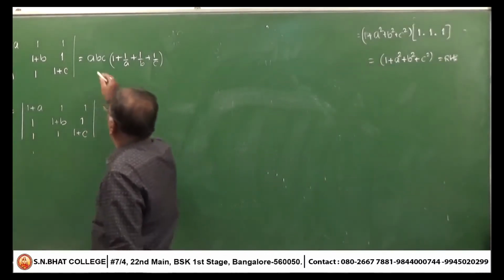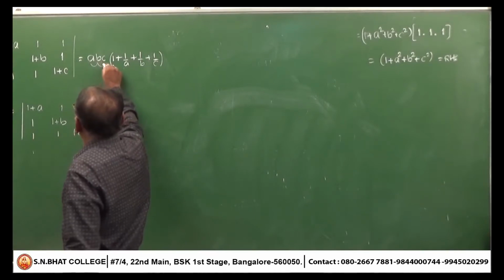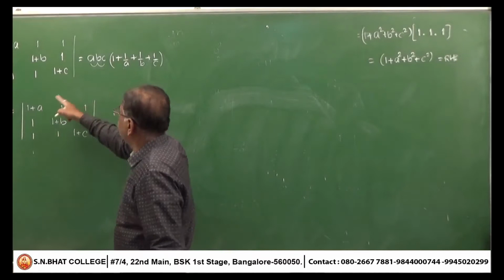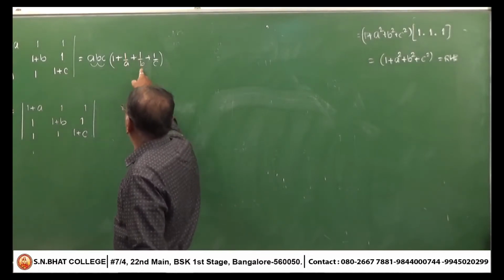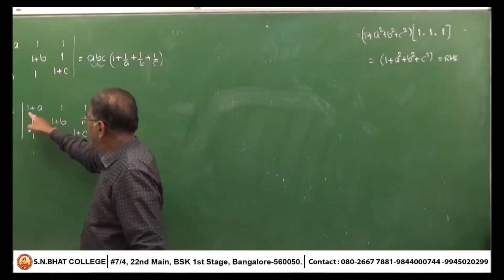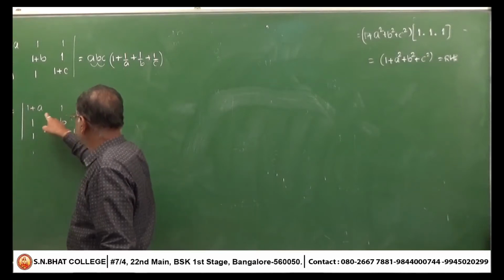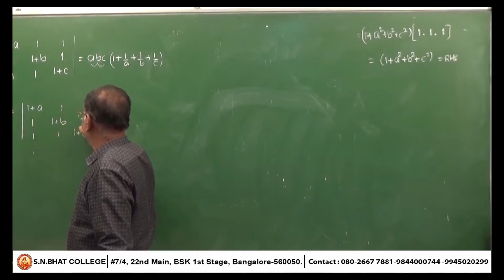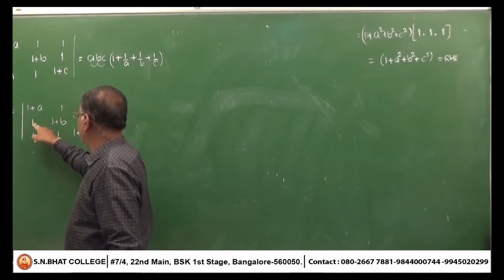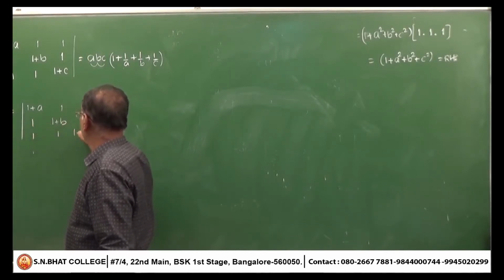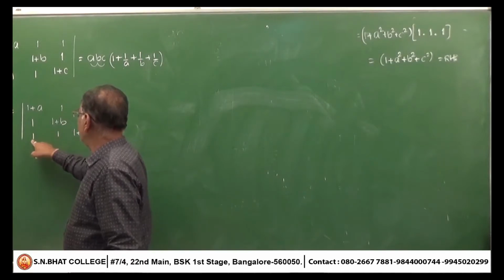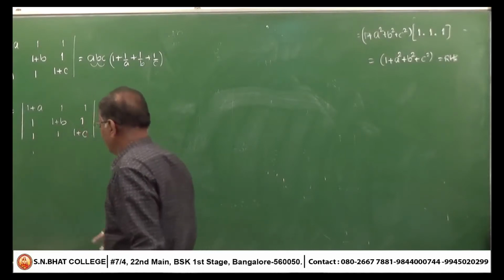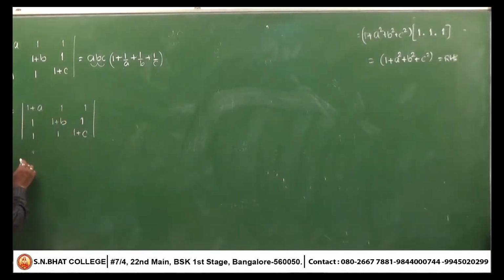See, in the first case, I should get ABC as a common factor. And moreover, in this problem you don't have 1 by A, 1 by B, 1 by C. If I take A common factor, in the first row it becomes 1 by A plus 1, 1 by A, 1 by A. If I take B common factor, 1 by B plus 1, 1 by C. If I take C common factor, 1 by C, 1 by C, 1 by C plus 1. Therefore, take out A common factor.